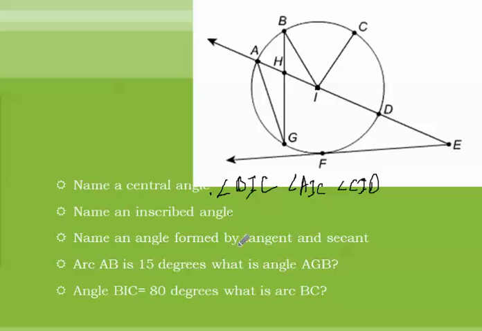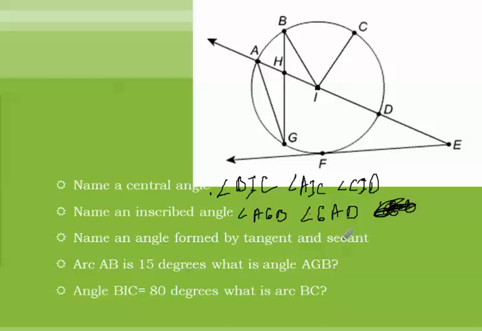Name an inscribed angle. Well, an inscribed angle has to have its vertex on the edge of the circle. So angle AGB would be a good one. Angle GAD would be a good one. Angle GB, nope, can't use B, because B doesn't have another chord that goes all the way across the circle. So those would be the two that I would use right there.